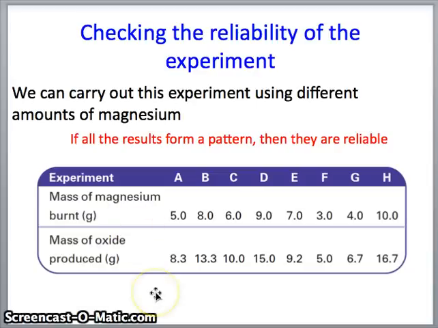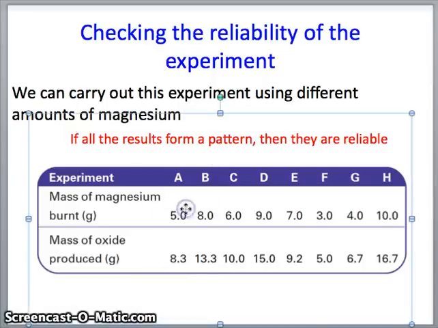And so to check the reliability of an experiment, what we can do is carry out the experiment a bunch of different times using different amounts of magnesium. So you can imagine if I started with a small amount of magnesium, I wouldn't get that much oxygen to join. If I started with a bunch of magnesium, there'd be more oxygen needed in order to burn all the magnesium up, so I'd get more oxygen joined. So if we do this experiment for a bunch of different masses of magnesium, and our results form a pattern, then we know that our results must be reliable, right? Because that pattern tells us that the magnesium and the oxygen are reacting in a similar fashion in every experiment.